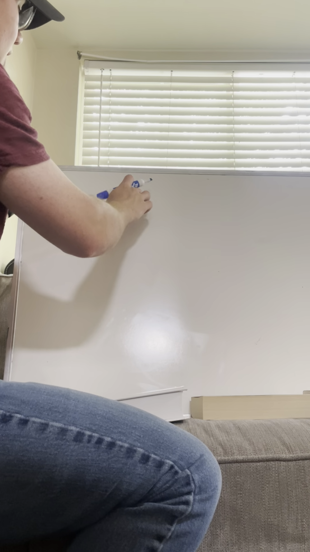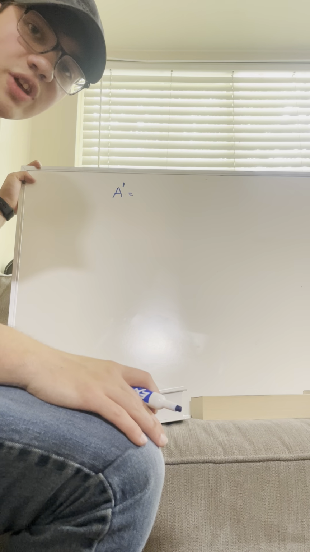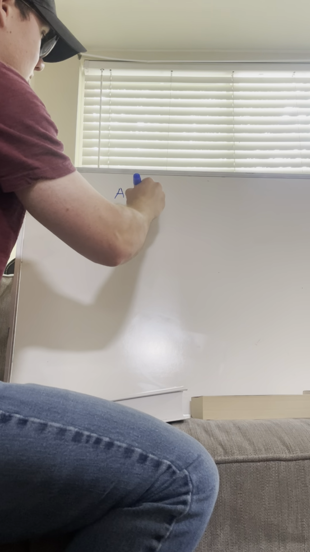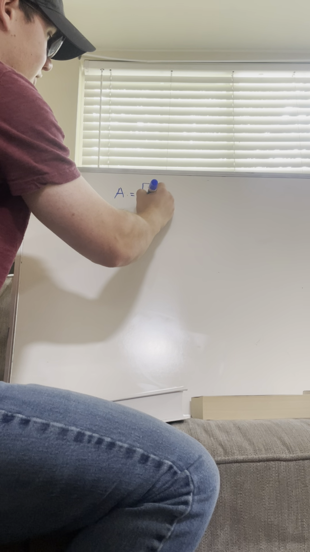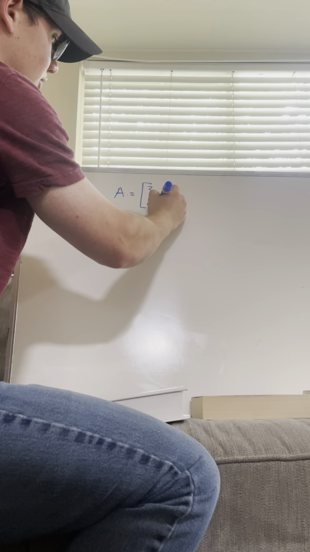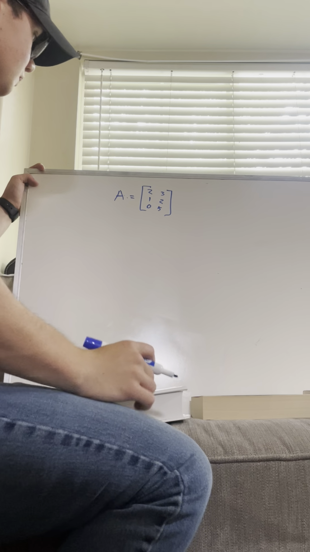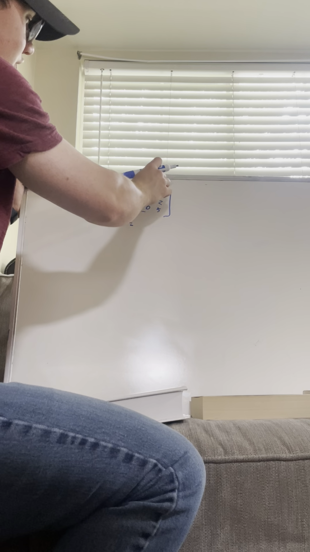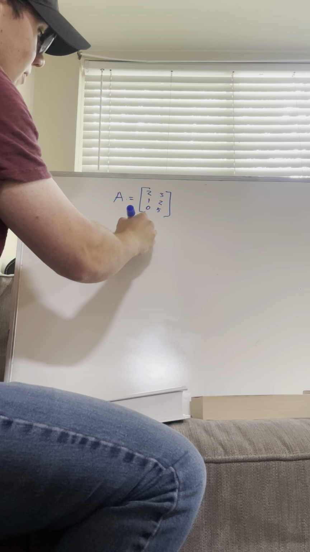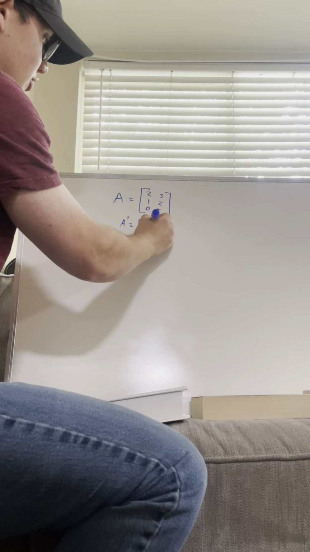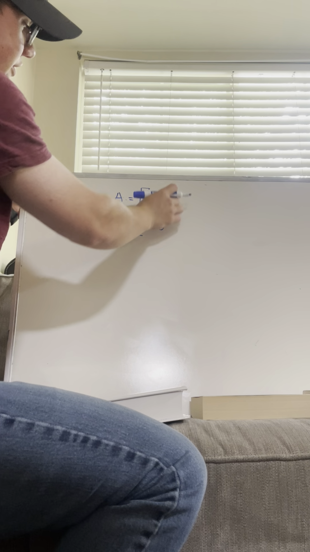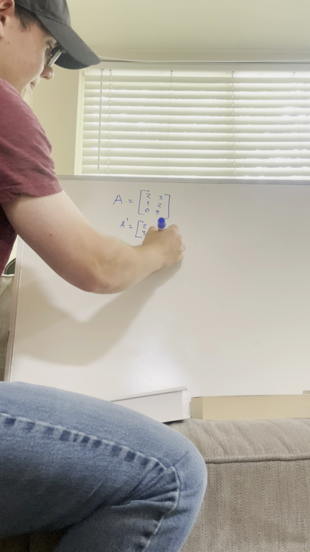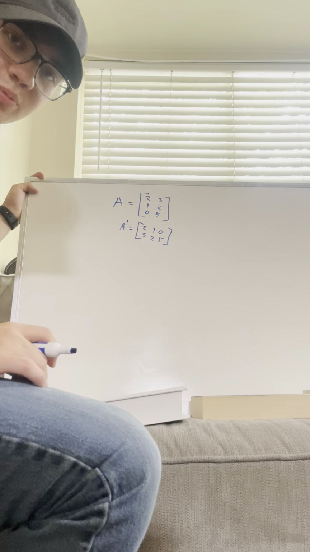Transposing switches the rows and columns of a matrix. So let's say that matrix A is 2, 1, 0, 3, 2, 5. A transposed means that this column is going to become the first row. So we get 2, 1, 0. And this second column becomes the second row, 3, 2, 5. So that is transposing.